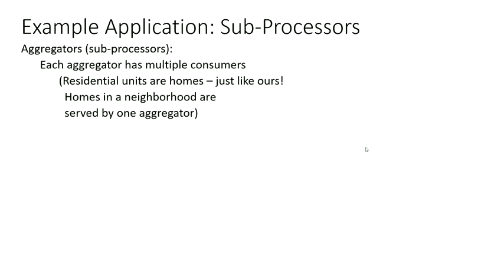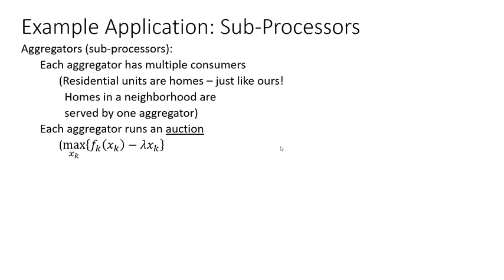Each aggregator has multiple consumers, their residential units, say homes, and homes in a neighborhood are served by one aggregator, as I just told you. Each aggregator runs an auction algorithm. This is something beyond this course, but every time you Google something, there's an online auction algorithm going on. It's similar to something called a VCG auction. Vickrey got a Nobel for the auction. But this is slightly different. This is another auction.